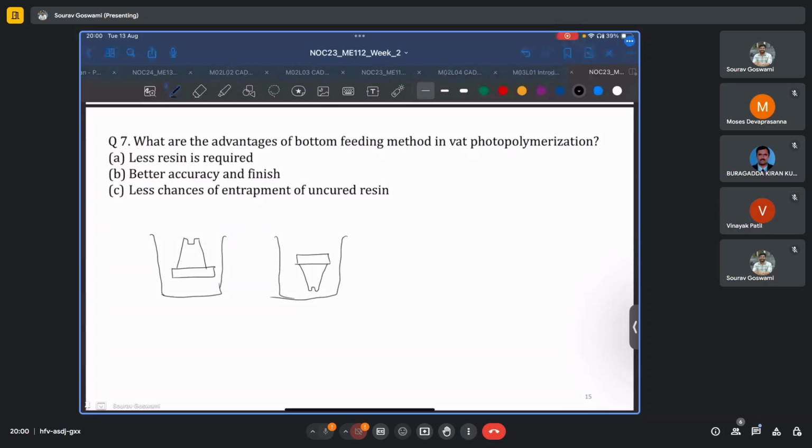And for the case of this deep dipping, what we observed is that every time the build platform and the pre-deposited layers must be dipped deep into this vat of liquid so that an excess amount of resin comes on top of it. Then a doctor blade or a roller-like mechanism will scrape off the excessive resin and will only leave the necessary amount of resin on top of it, which will again then be selectively cured. Thus, we require a large amount of resin in the vat.